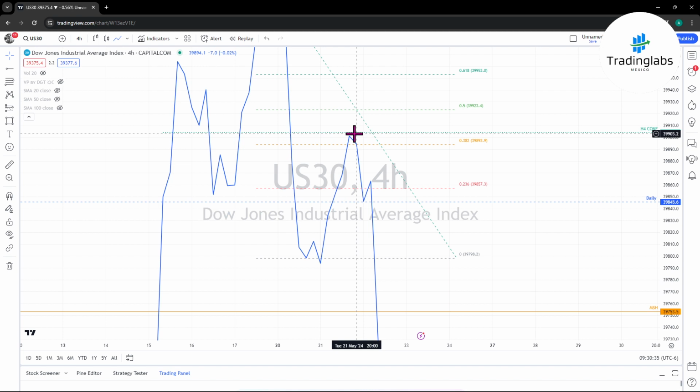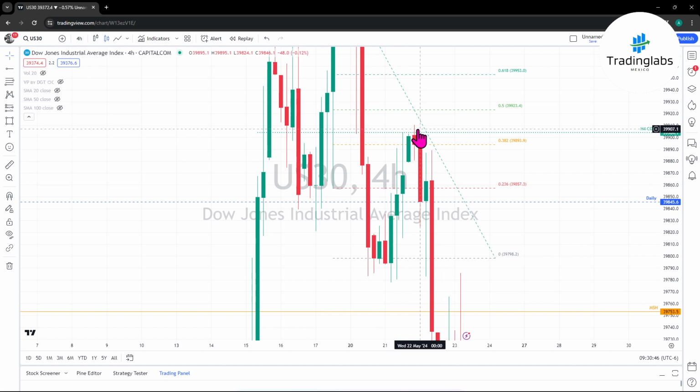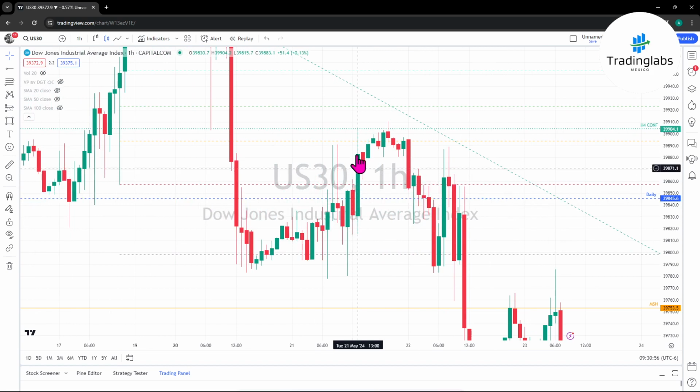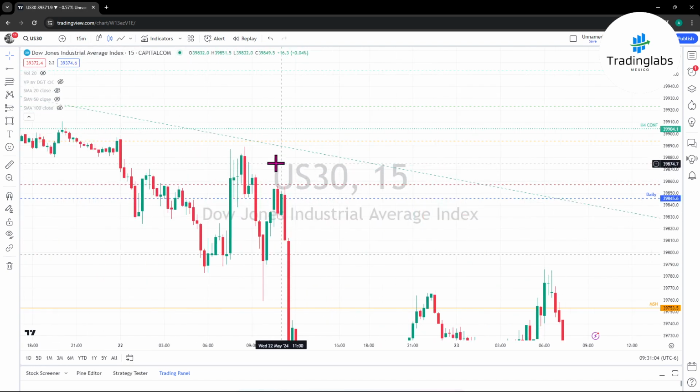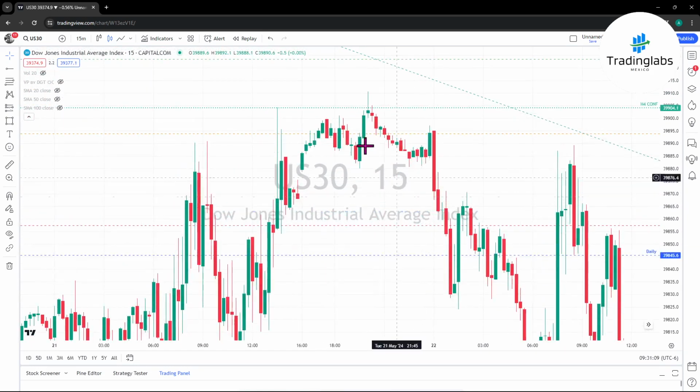Also, confluence in the resistance. So you have two confluences there. You have an H4 pin bar. We go down to the 1 hour, and it's also making a pin bar. Look at this, 50 minutes makes another pin bar.